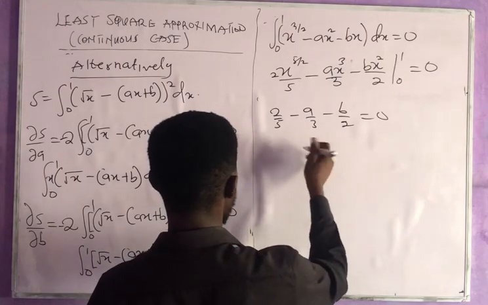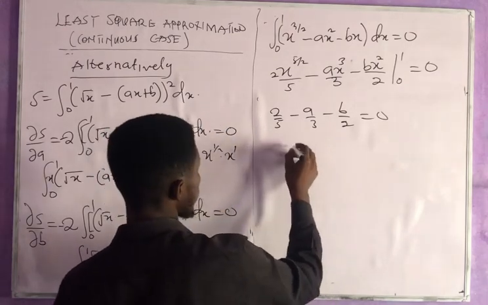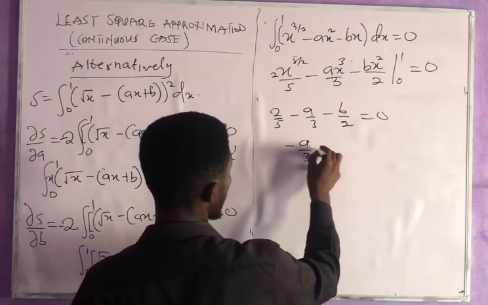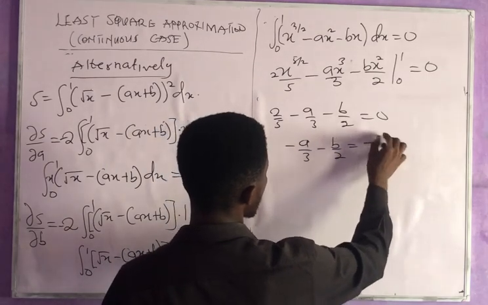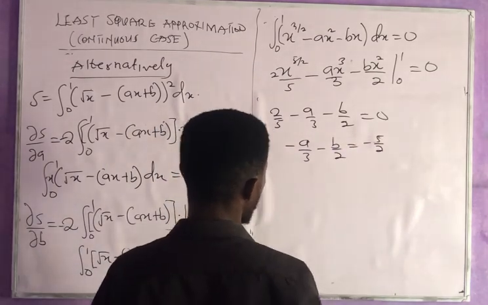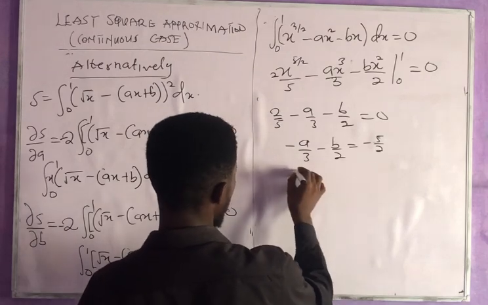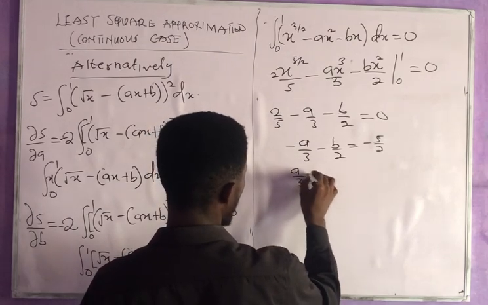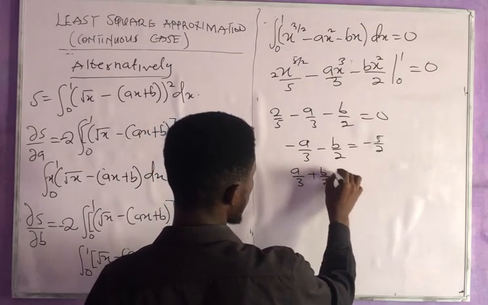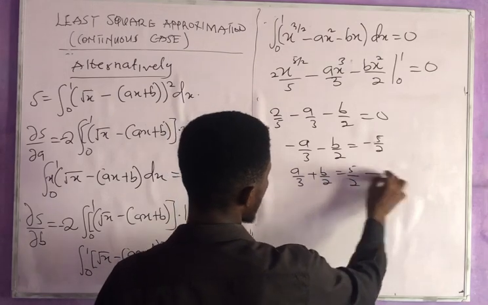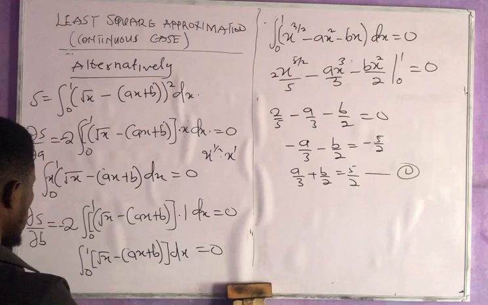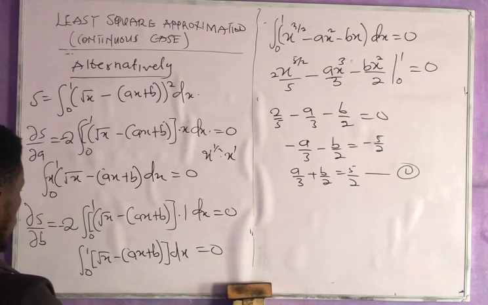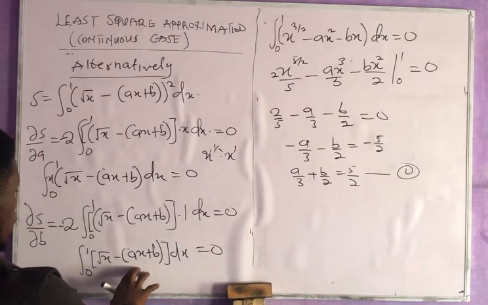So if you look at this, I have negative a over 3 minus b over 2 equals negative 2 over 5. You can multiply through by negative to get a over 3 plus b over 2 equals 2 over 5. Name this one equation 1. Then also, let's move to the b. Already for the b, we have nothing to multiply there.